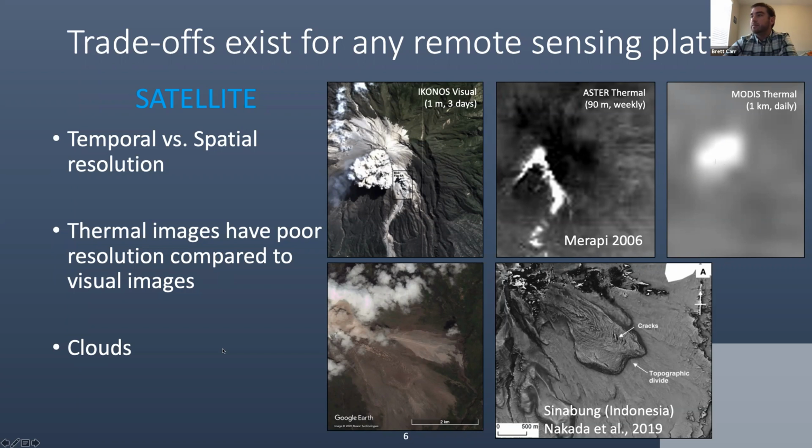And then in addition to this contrast in spatial and temporal resolution between visual and thermal images, you can have atmospheric interference, both from the volcanic eruption itself, seen in the plume from the pyroclastic flow in the visual image, and also just atmospheric clouds interfering with data collection. The example at the bottom of the slide is a DEM from a Nakata et al. paper from a couple years ago, made using 2 high-resolution visual images.